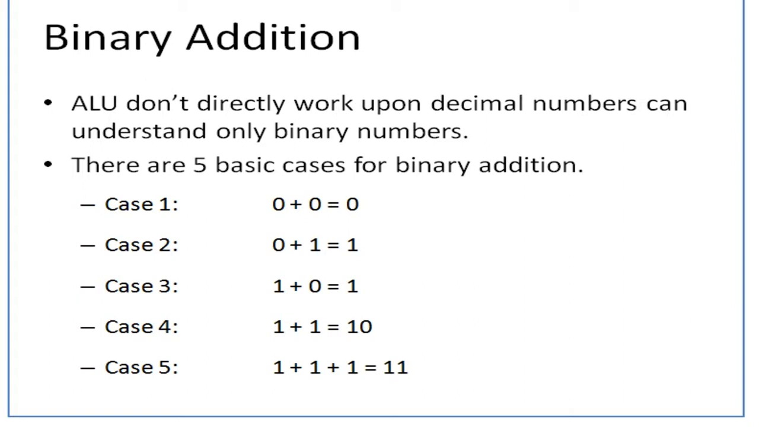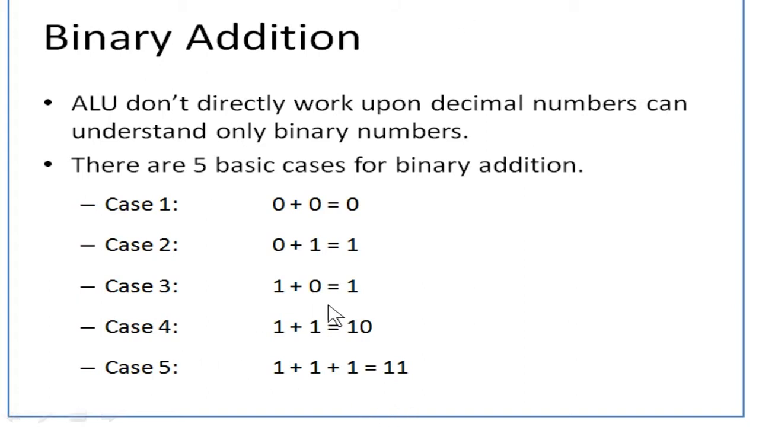If you want to know about binary addition, you should know some basic cases. There are 5 basic cases for binary addition, that is some rules. Case 1 is 0 plus 0 is 0. Case 2 is 0 plus 1 is 1. And case 3 is 1 plus 0 equals 1. These 3 cases are the same as in normal decimal addition, you will get the same result.